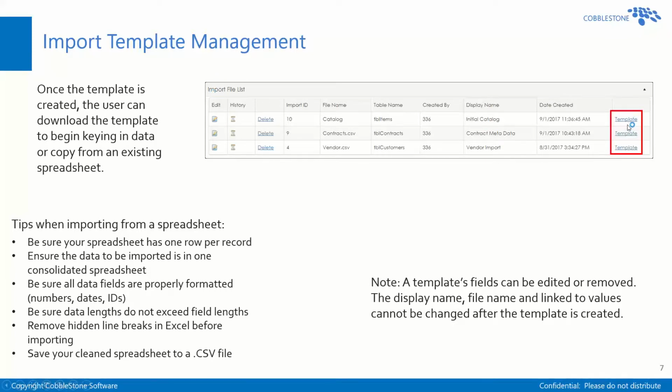So toward the right-hand side, we've got this template link, and that downloads the CSV file that is empty except for the column headers, our friendly names. And so long as that friendly name matches up with the friendly name that's back on our field selection, we are absolutely good to go.